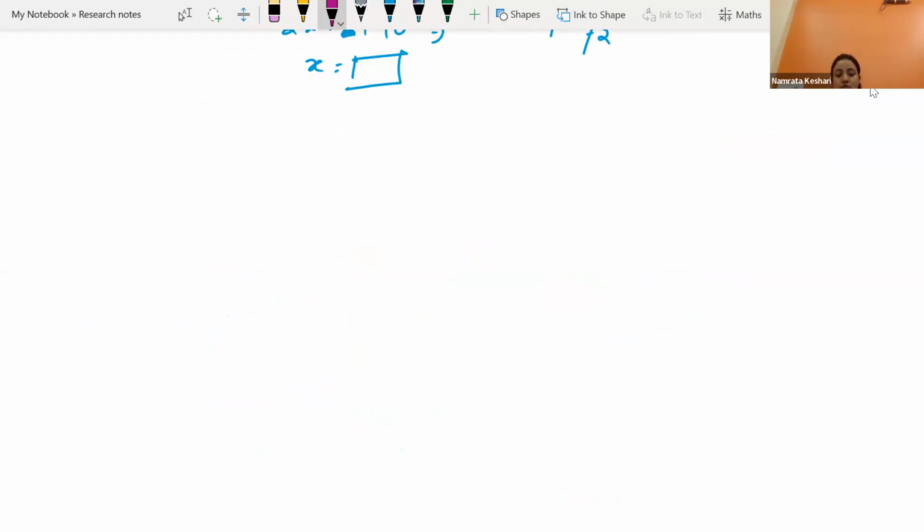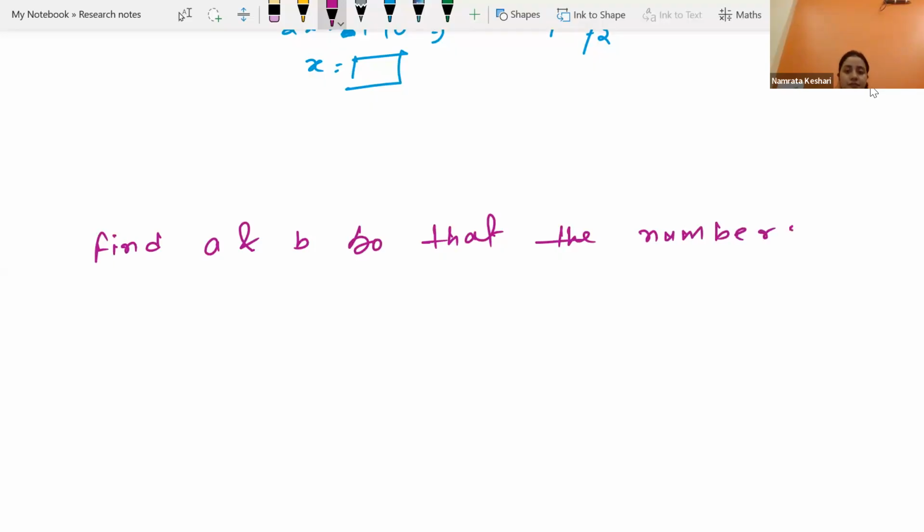Okay, so let me give questions from arithmetic progression. We are done with quadratic. Find A and B so that the numbers A, 7, B, 23 are in AP. Please do it now quickly.